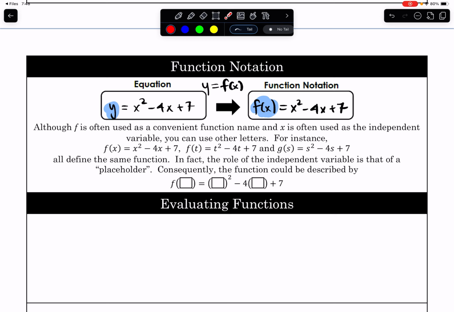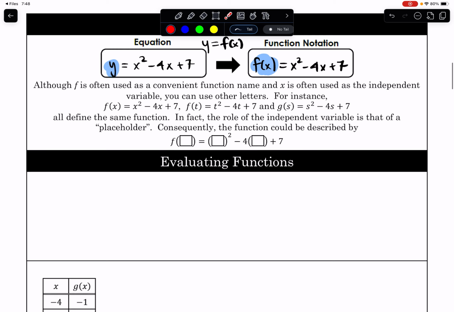And in fact, the role of the independent variable is just that of a placeholder. So consequently, the function could be described as f of an empty box is equal to some box to the second power minus 4 times some box plus 7. Now, how do we evaluate such a function like this? Well, let's look at this example right here.